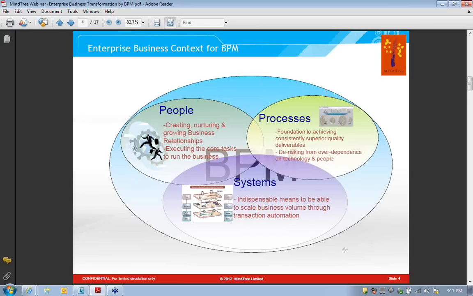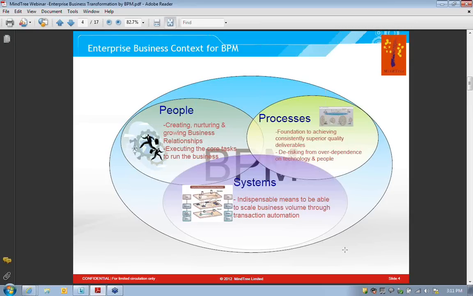Then, for people to achieve a set of business goals, the tool set for them is a set of well laid down processes in the organization. So processes are nothing but forms which will aid you towards your organization's goal. Processes will help us to de-risk from over-dependence on technology as well as people. As we all are aware, a well laid down set of processes will make us independent from the set of people who will be executing as well as IT systems as such.